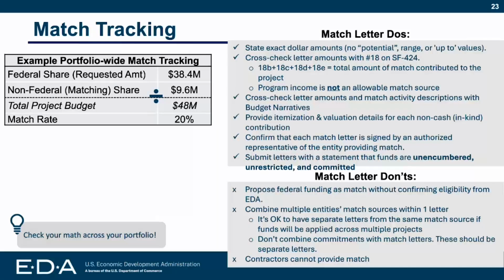Don't combine multiple entities' match within one letter. It's okay to have separate letters from the same match source if funds will be applied across multiple projects. If you have one letter, you can attach it to multiple projects. We just want to make sure, again, that we understand that this dollar amount is going to this project for this purpose. And a reminder again, to answer JC's earlier question, contractors cannot provide match and receive federal share.